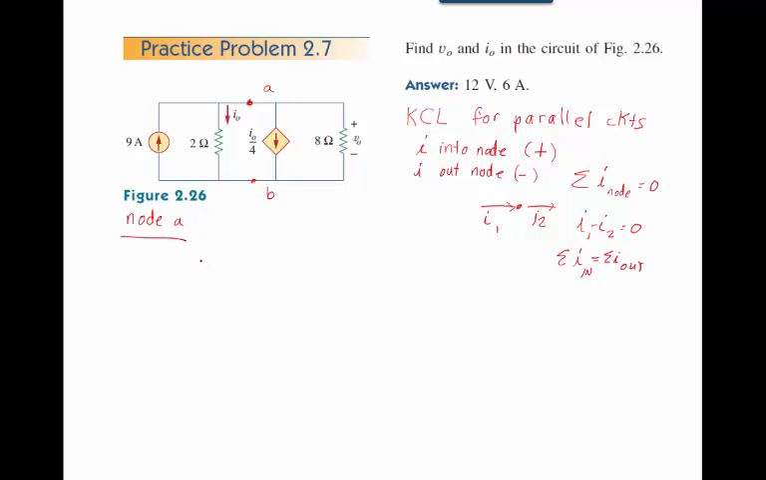Currents into the node equal currents out of the node. So 9 goes in. Anything else go in? I don't know what this one does, right? So I'm just going to pick one. I'm going to pick it there. I'll call it, what do you want to call it?